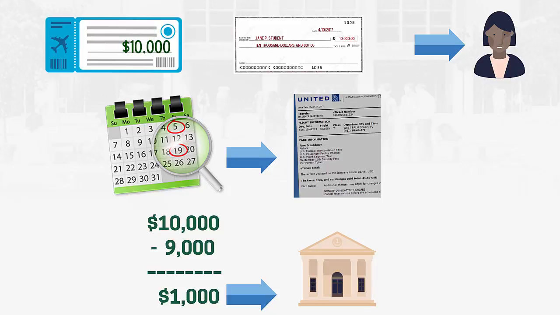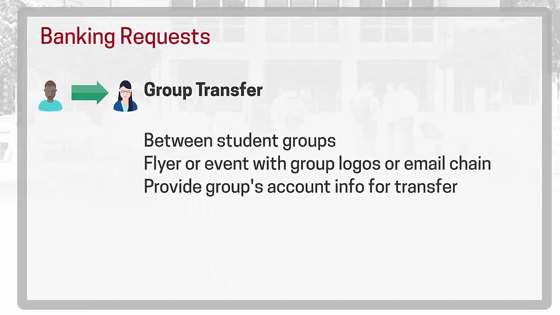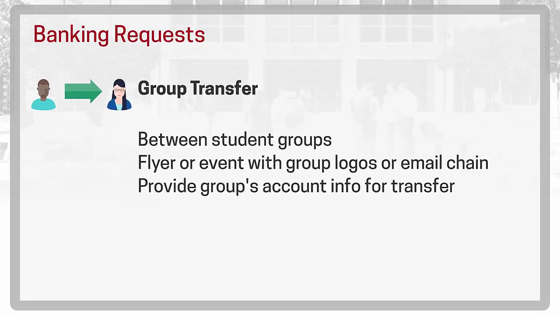the hold. Group transfer is the most common type of transfer request and is used to transfer funds between two student groups. For example, co-sponsoring an event with another group who contributes $1,000. The only documentation we require for this request is either a flyer of the event with both of your group logos or a confirmation email chain between financial officers specifying the agreed-upon amount to be transferred. When submitting this request, you will also need the recipient group's appropriate account to transfer to.